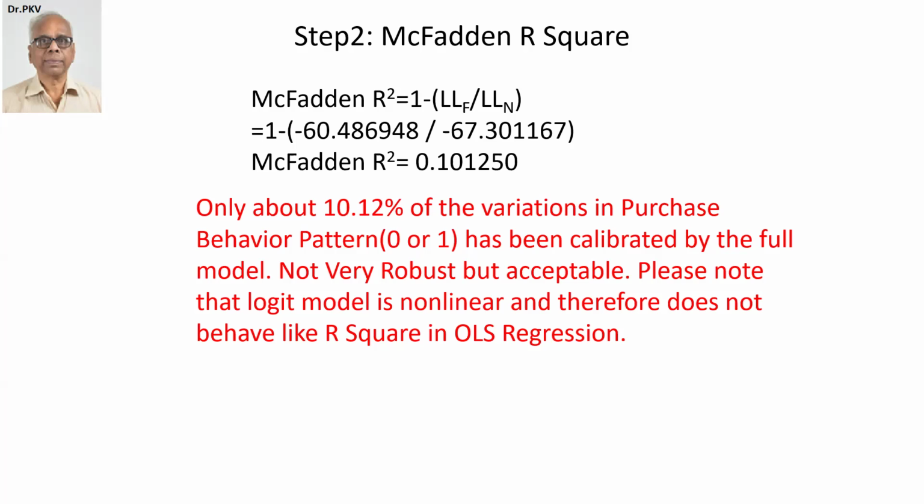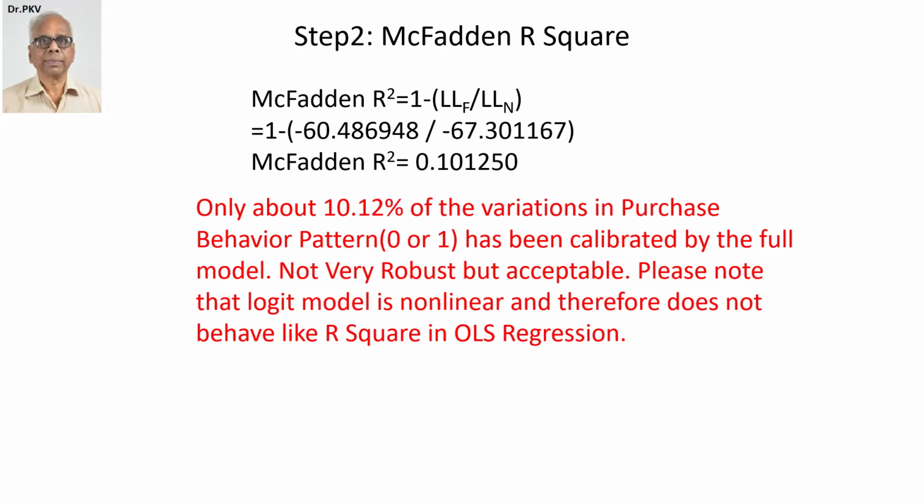At the same time, if it falls below 10%, let's say 9%, then the veracity of the model can be questioned. This is McFadden R squared. In other words, the two predictor variables, spending and having the credit card status of the Simon card, together explains only 10.12% of the variations in the purchase pattern. This is step 2.